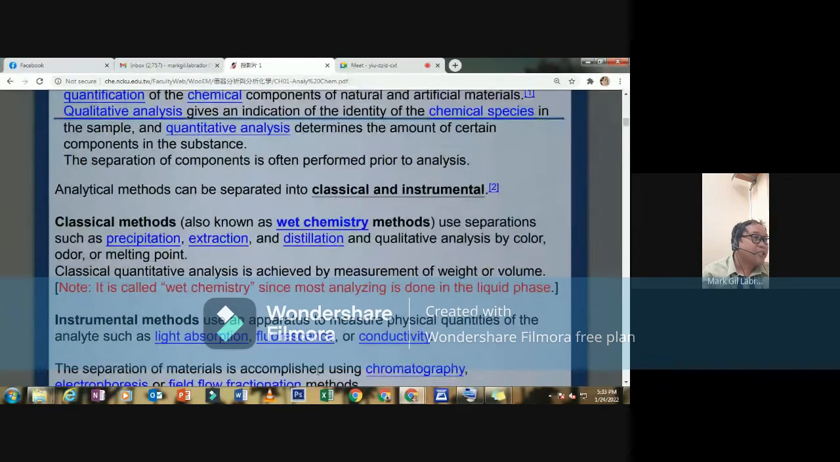Okay, so what are the classical methods in analytical chemistry? So we have here, classical methods, also known as the wet chemistry methods. So usually, separation, such as, paano ba, the different types of separation? We have here precipitation, extraction, and distillation, and qualitative analysis by color, odor, or melting point.